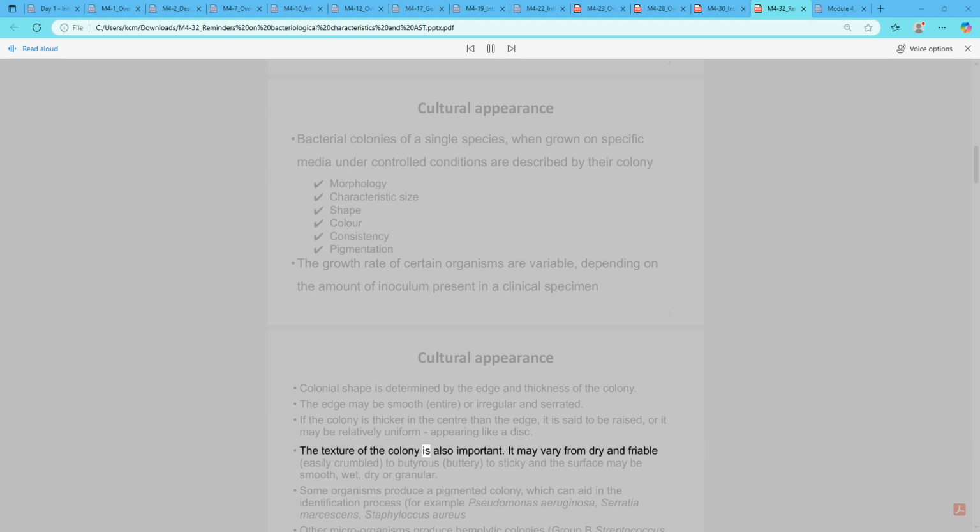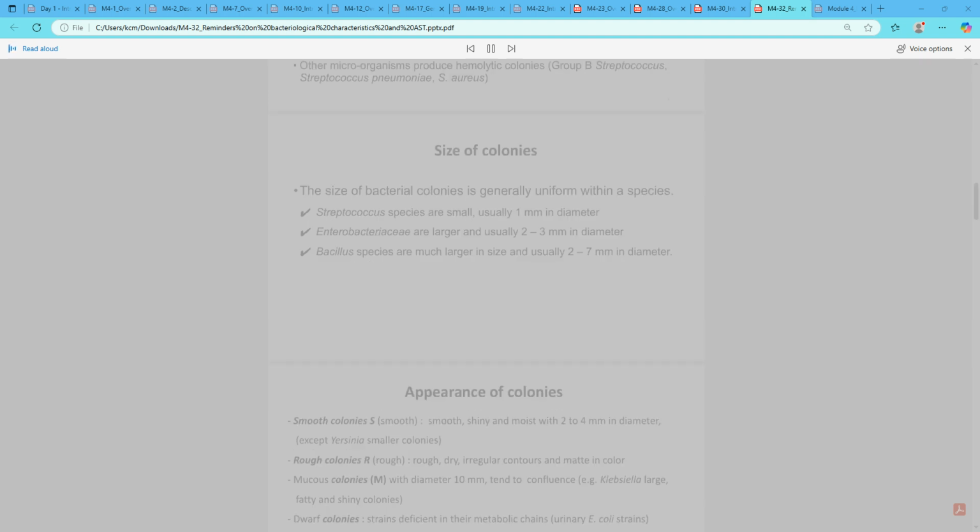The texture of the colony is also important. It may vary from dry and friable, easily crumbled, to butyrous, buttery, to sticky, and the surface may be smooth, wet, dry, or granular. Some organisms produce a pigmented colony, which can aid in identification, for example Pseudomonas aeruginosa, Serratia marcescens, Staphylococcus aureus. Other microorganisms produce hemolytic colonies: Group B Streptococcus, Streptococcus pneumoniae, S. aureus.